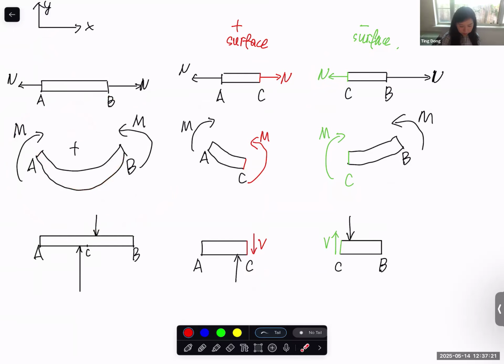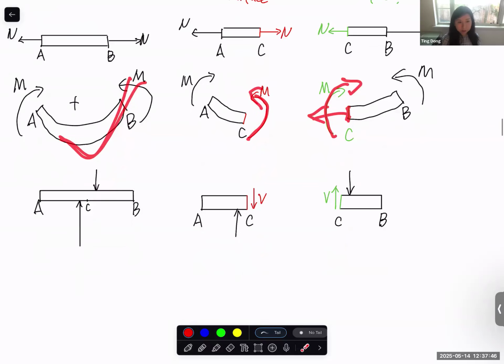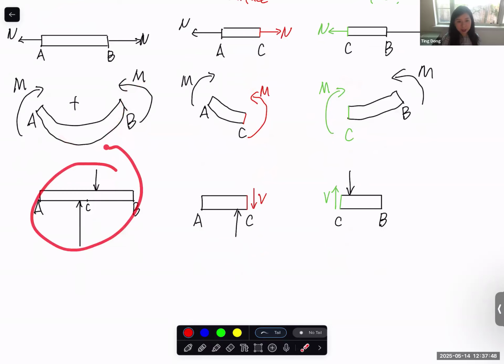So now when we cut through this point C, we have two surfaces. This is again the positive surface because it faces in the positive x direction. Now the internal bending moment, the positive bending moment, should be in this direction because we define this as positive bending. And on the negative surface, this clockwise becomes the positive bending moment. And for the shear, in our statics and mechanics of materials textbooks, the majority of textbooks define this as positive shear.